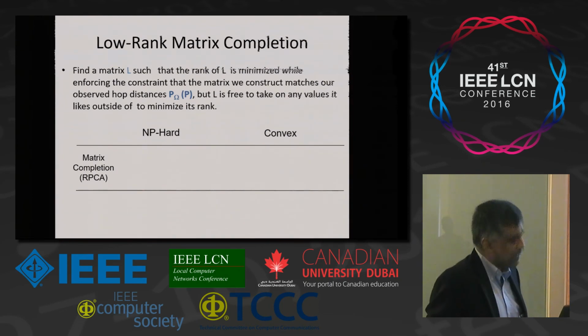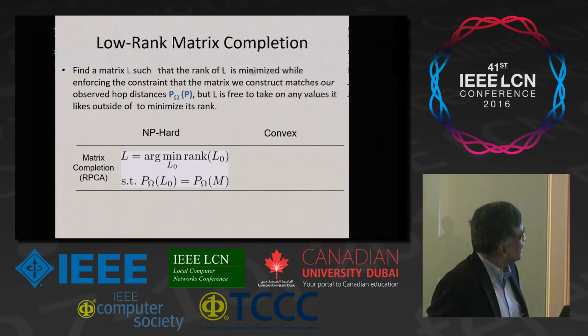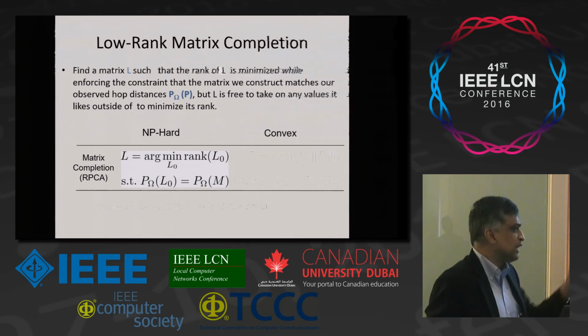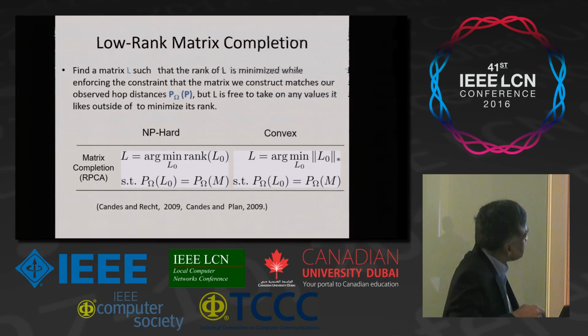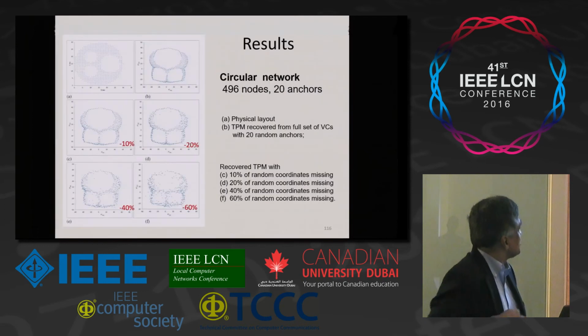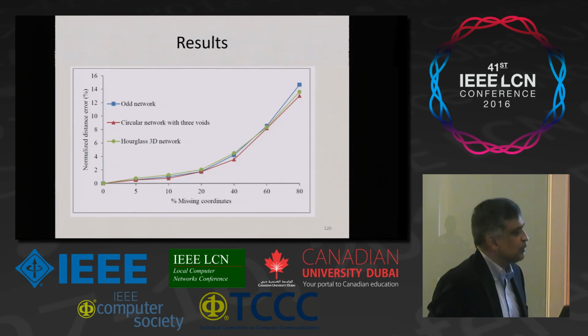It's actually an NP-hard problem, but there's a convex version that you can solve, an approximation to that, and that is the method that we use. This is where I work with a data scientist from Worcester Polytechnic Institute, and we get these maps. And this is the distance error that we get.